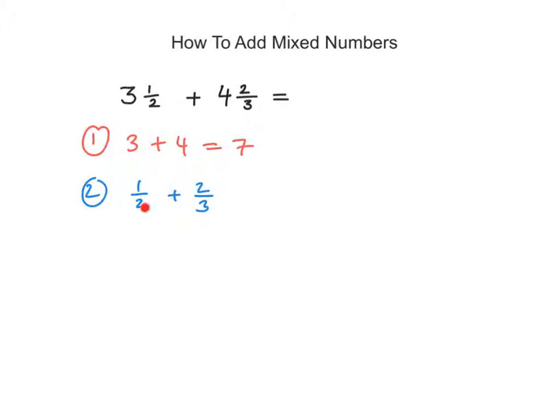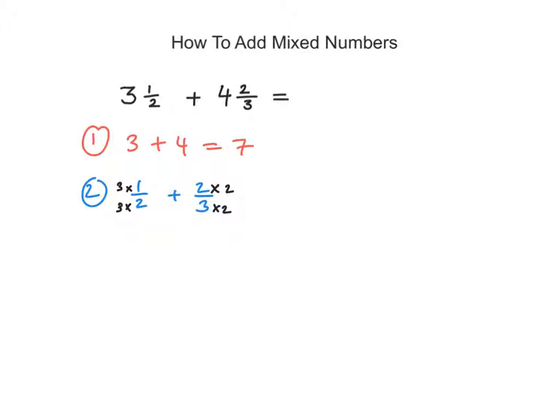Now, clearly you can see the denominators are not the same. We need to make the denominators the same. What is the lowest common multiple of 2 and 3? It's 6. So I need to multiply this one by 3 to make that into 6, and I must do the same to the top to keep the fraction consistent. And to make this denominator into 6, I need to multiply this by 2, and I need to do the same thing to the numerator to keep the fraction consistent.